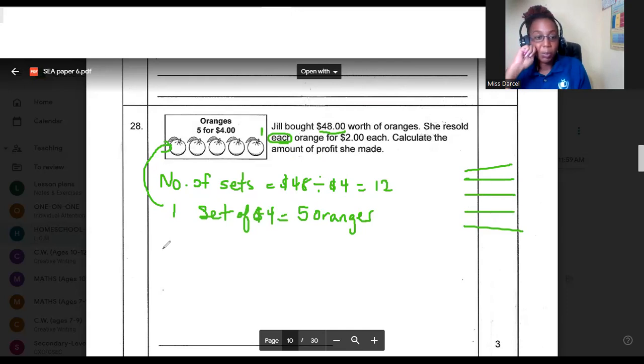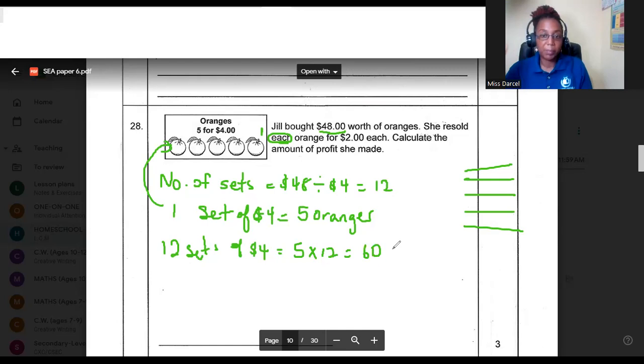All right, so since we have 12 sets of $4, that means we're gonna multiply 5 by 12 to give us 60 oranges. So she bought 60 oranges.